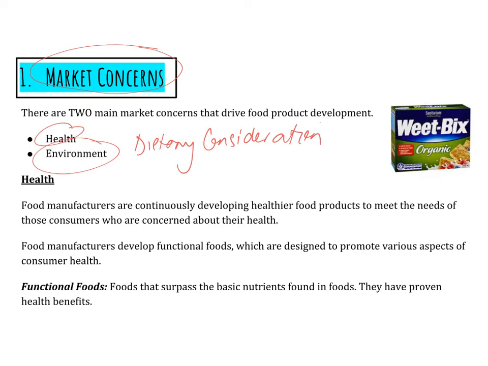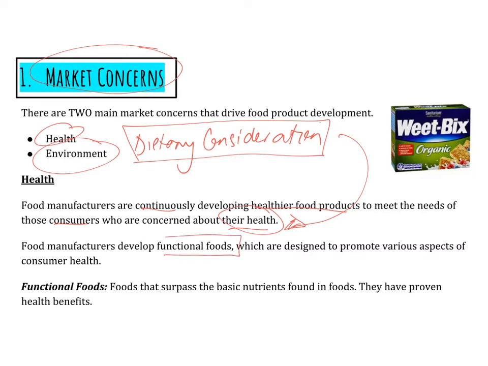So food manufacturers are continuously developing healthier food products to meet the needs of consumers who are concerned about their health or those who do have special dietary considerations. Somebody who is health conscious might not necessarily have a diet-related disorder, but somebody who has a dietary consideration might have an allergy, an intolerance, or they might be diagnosed with a disease of over or undernutrition, such as anemia, osteoporosis, diabetes type 2, or cardiovascular disease. Food manufacturers in particular develop functional foods, which are designed to promote various aspects of consumer health.